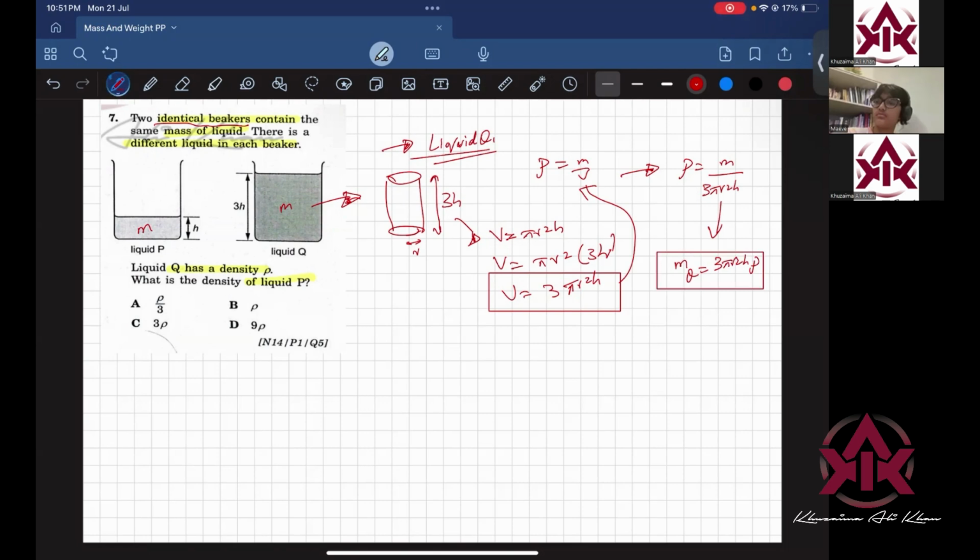Since the question is saying that the mass of liquid P is the same as the mass of liquid Q, we can equate the mass of Q to the mass of P. That is going to be 3 pi r square h rho. So now we want to figure out what the mass of liquid P is. We can assume that it's again forming a cylinder of height h. So let's work it out for liquid P now.